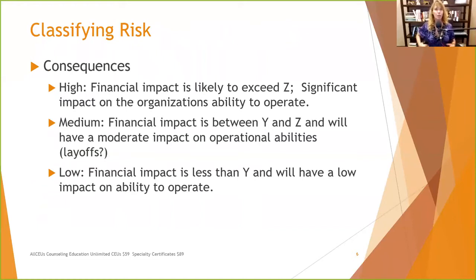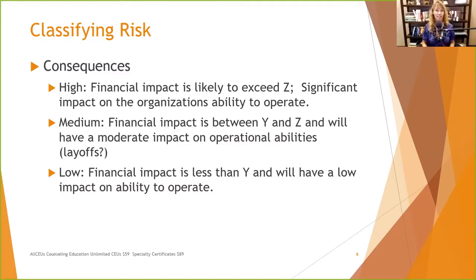Consequences of risk. When you're trying to figure out what you're going to deal with, you want to concentrate on the ones that are high risk, high probability. But what is high risk? Well, high risk generally involves financial impact, because when you're looking at risk management, you're looking at the solvency of your business and things that could happen that might actually cause you to shut your doors or not be able to earn a living anymore. So the financial impact of whatever the risk is likely to exceed Z, whatever Z is.